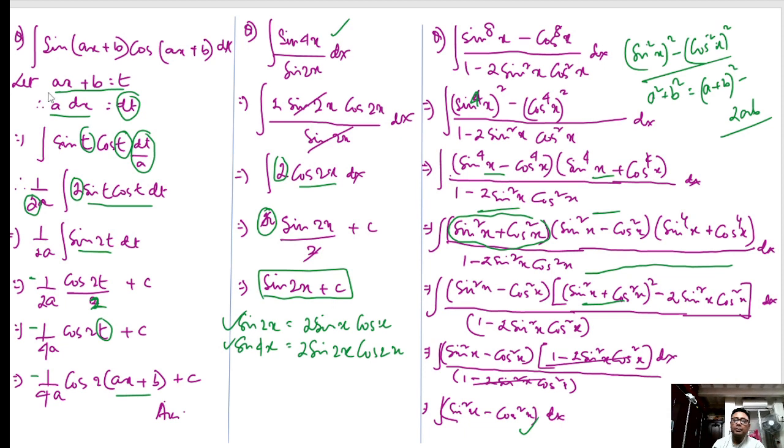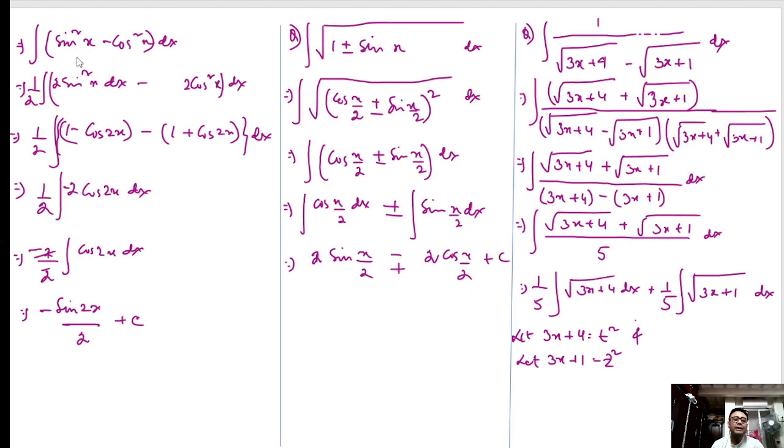So from here, how to solve it? Watch here. Sine square x minus cos square x. So I have done by 2 into 2.